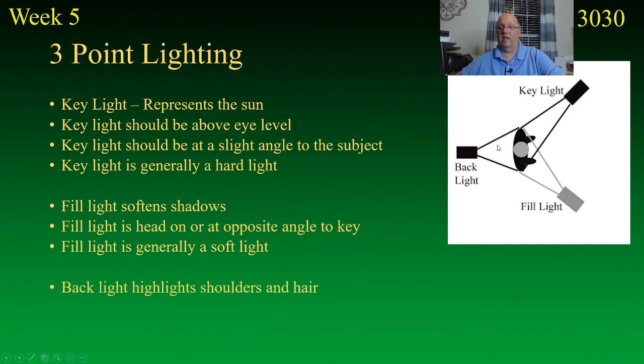And the backlight can be directly behind the subject. Usually it's off to one side. The backlight usually is high above eye level, and it's hitting the subject on the shoulder or the top of the head. And that backlight is providing three-dimensionality. It brings out some of the details of the person.